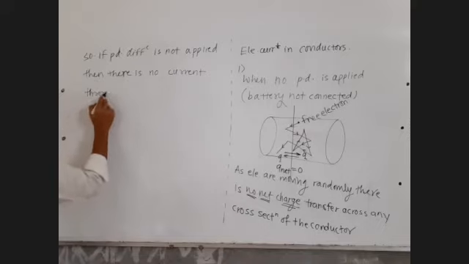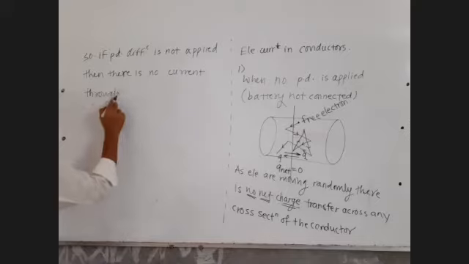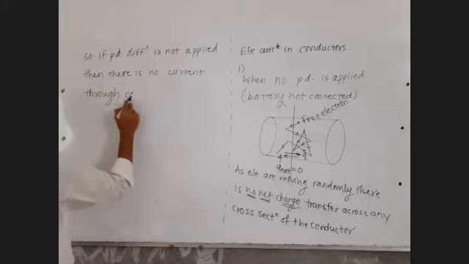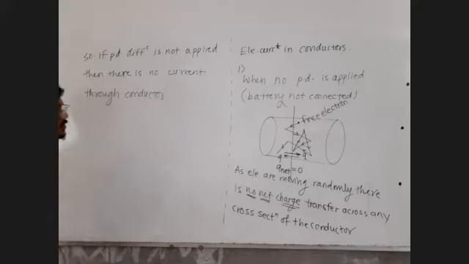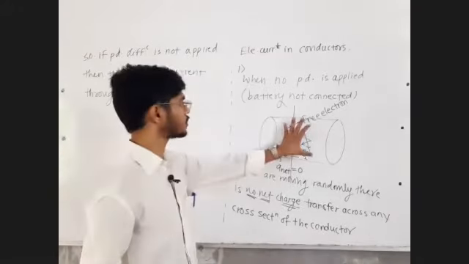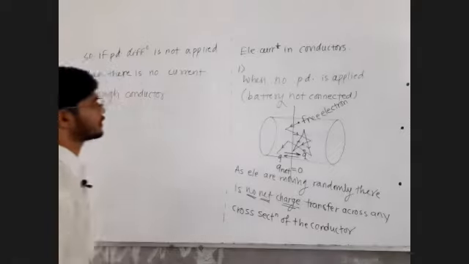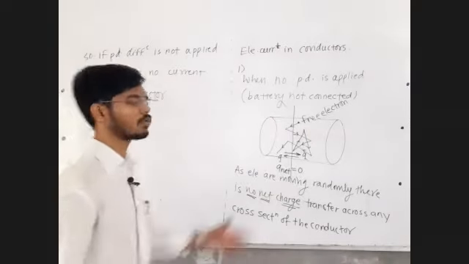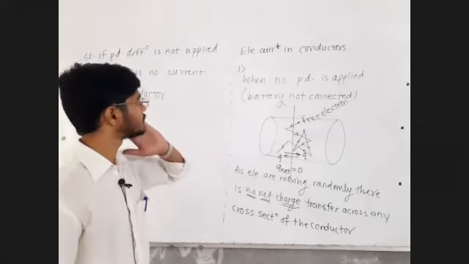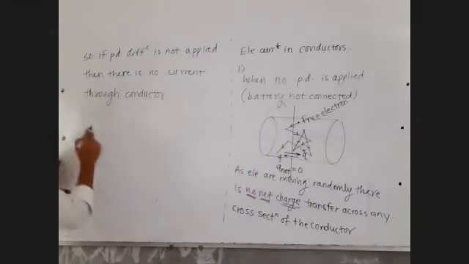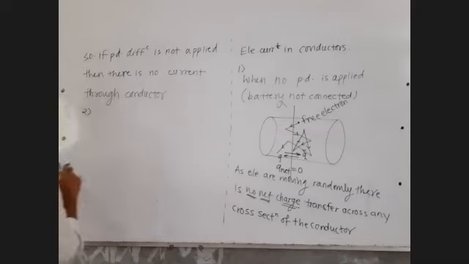There is no current through the conductor, and this you already know. There is nothing new about this, but we just got more insight into the process. What is happening inside the conductor? Electrons are moving randomly here and there. Okay, fine. Case number 2.